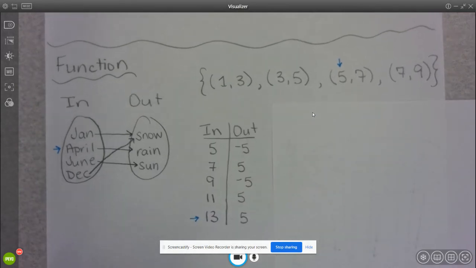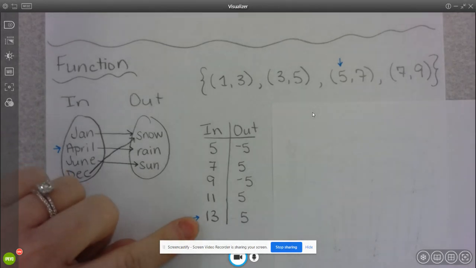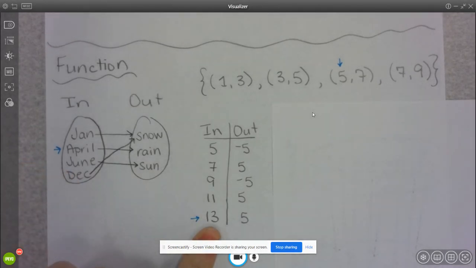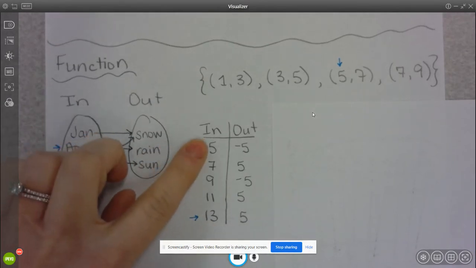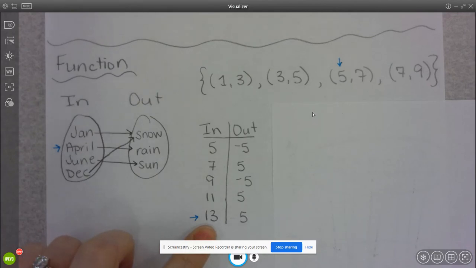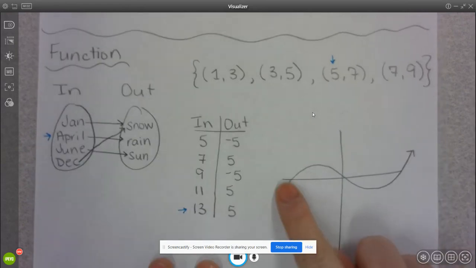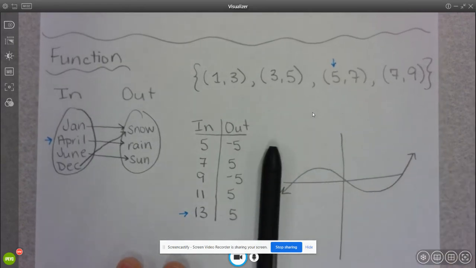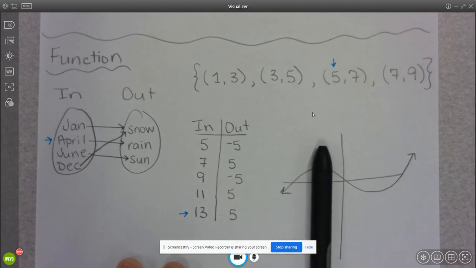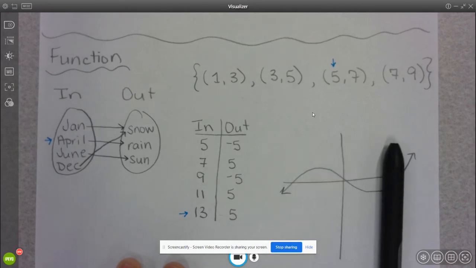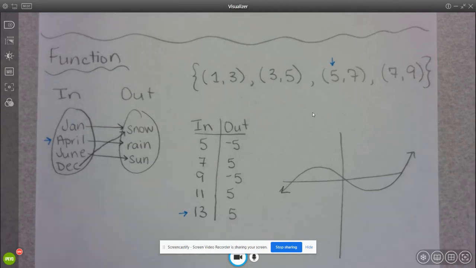For my table, again, I had two 9s, so I took that second 9 that was repeated and I changed it to a 13. Now I have 5 distinct input values that are all different, and we're good. It is a function. And last but not least, I took a graph, and instead of having a circle, I stretched it out into this wave shape. And if I take my pen, you'll notice as I move along here, the function itself is only ever hitting my pen once, so that would be considered a function.